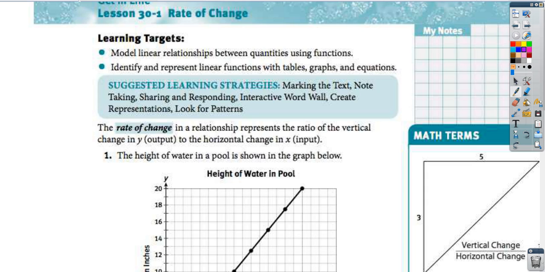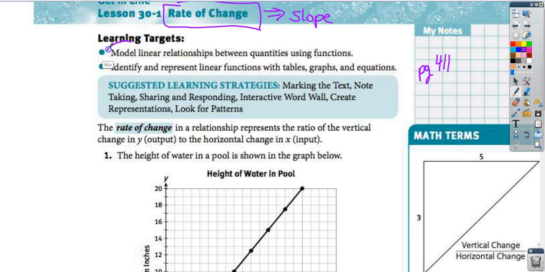Okay, we are doing lesson 30-1. That is on page 411 of your Springboard book. Okay, the very first thing that you need to know is rate of change is the exact same thing as slope.